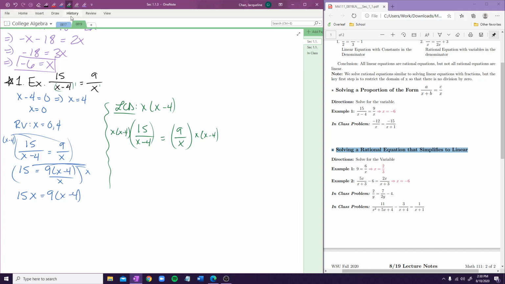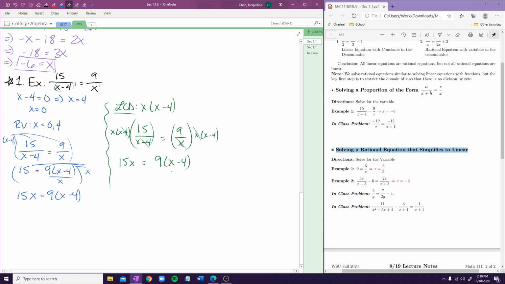So when I solve for this, the x minus 4s cancel, so I'm left with 15x. And over here, the x's cancel, so then I'm left with 9x minus 4. So I've shown you guys 3 different ways. Pick whichever way makes the most sense to you. But we have to remember, what is our goal here? Our goal is to solve for the variable, which is x.